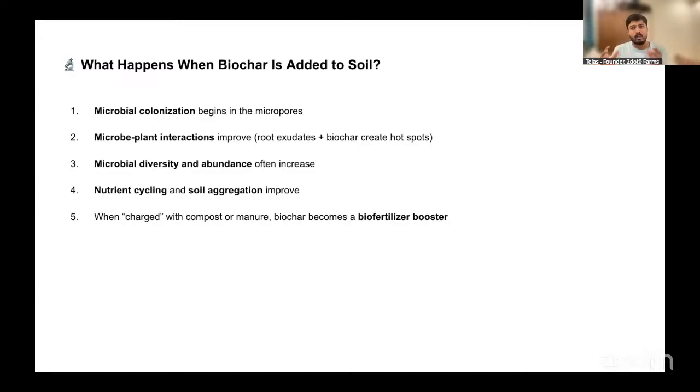These are like small forests within soil, if we think that way in terms of the population of microbes. Of course, because of the absorption and cation exchange capacity, the nutrient cycling is very good. It happens very effectively instead of everything leaching out, washing away, draining down into the soil. When charged with compost or manure, biochar becomes a biofertilizer booster. It helps better utilize the fertilizer in general, and it helps the microbes.